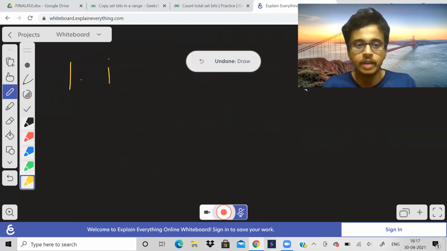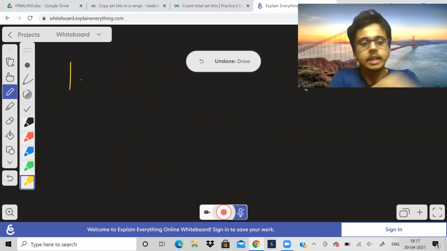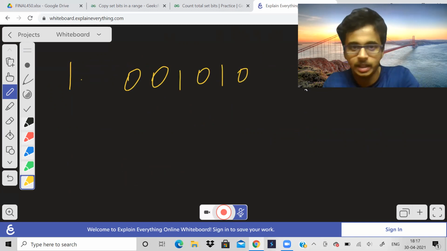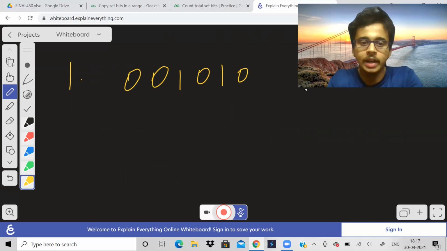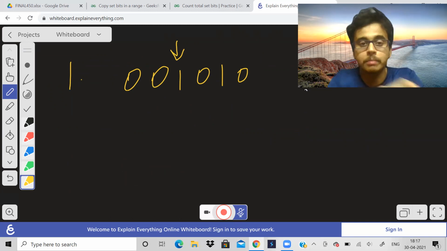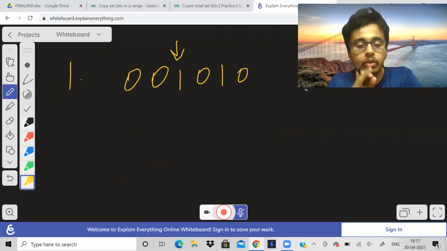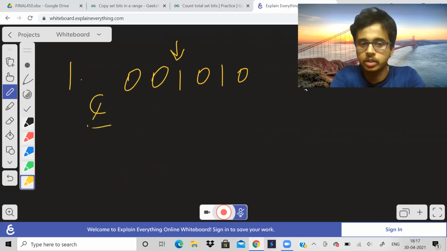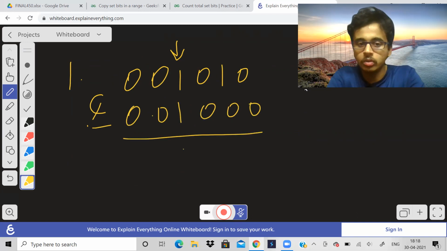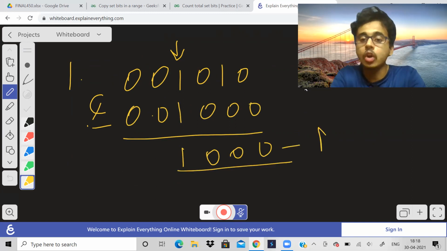So first is what? We have to check if the bit is set or not. Let us take some random binary number. And now I want to check if at this position the bit is set. How to check that? I can do AND operation with this binary number. If I do AND operation, now what is it going to be? It is going to be this. This is a non-zero value.